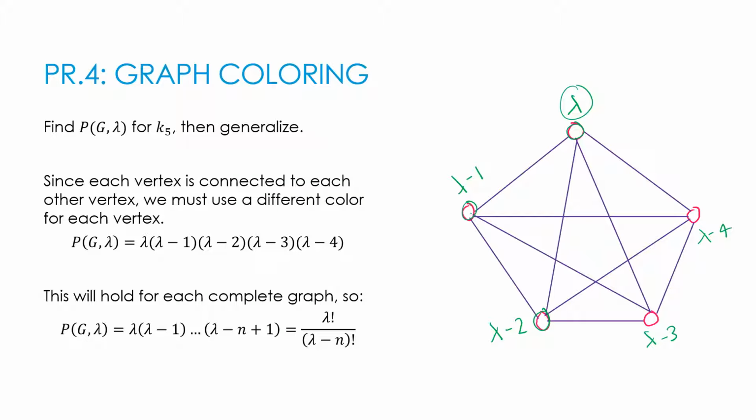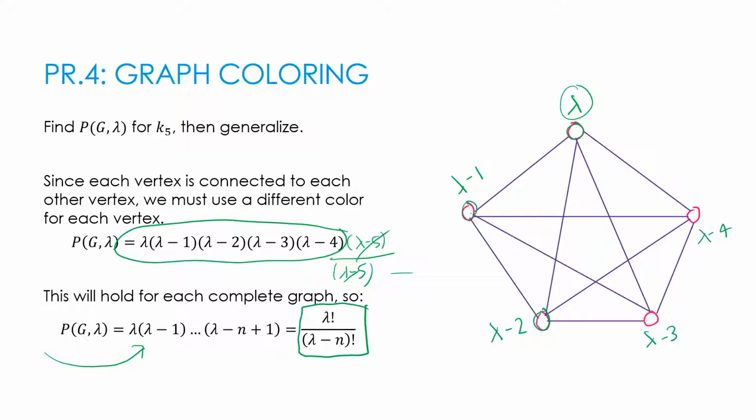How can I generalize? Well, to generalize, this little series of numbers should look familiar. This is lambda factorial divided by lambda minus n factorial. And again, that would hold true right here, because lambda minus n would be lambda minus 5, and so the lambda minus 5 on top and on bottom would cancel out. Whoops, that was the top. The lambda minus 5 on the bottom would cancel, and everything else on the bottom would cancel, leaving me with just this.